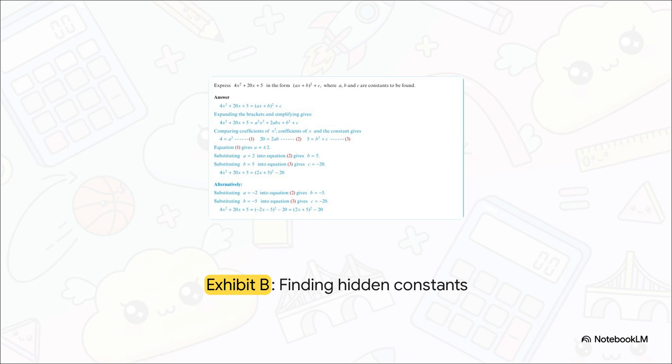Compare the x squared terms. The initial equation has a 4. The expanded identity has an a squared. So 4 equals a squared, meaning a absolutely must be 2 or negative 2. Next up, look at the x term. Our suspect has 20. The identity has 2ab. If we plug in a equals 2 into that, well, 20 equals 4b, meaning b equals 5.